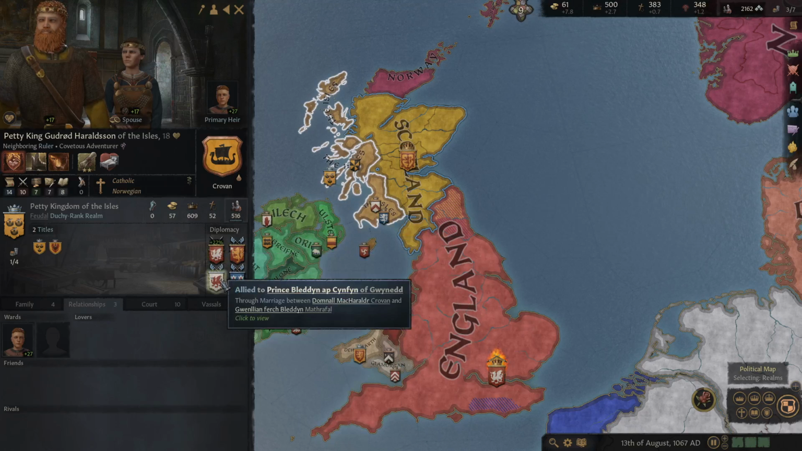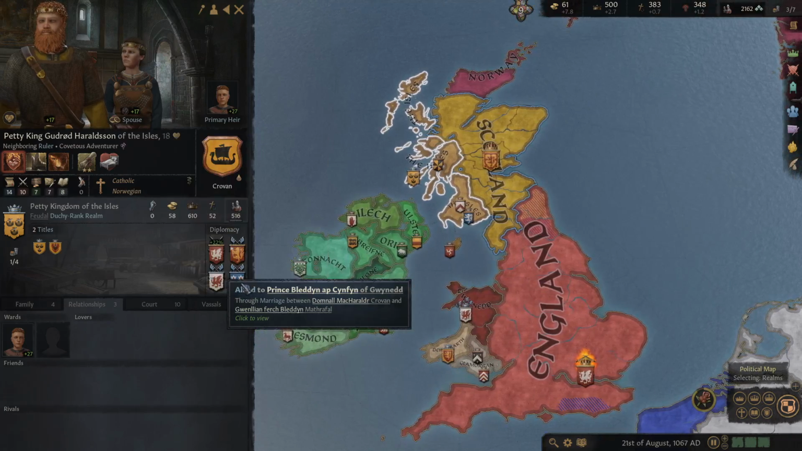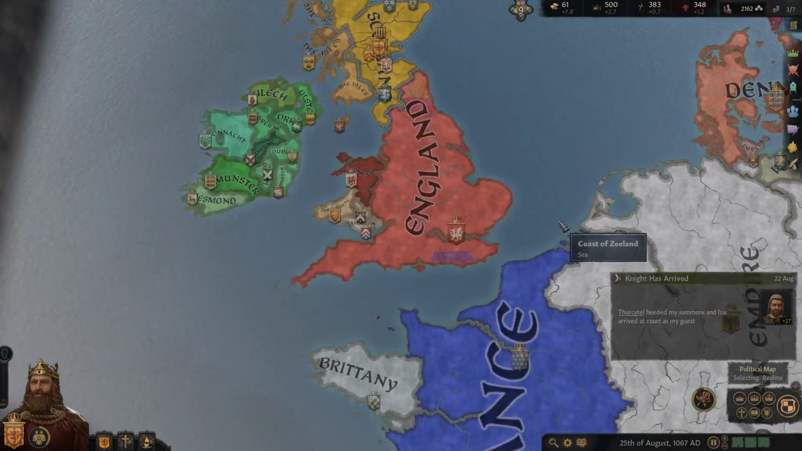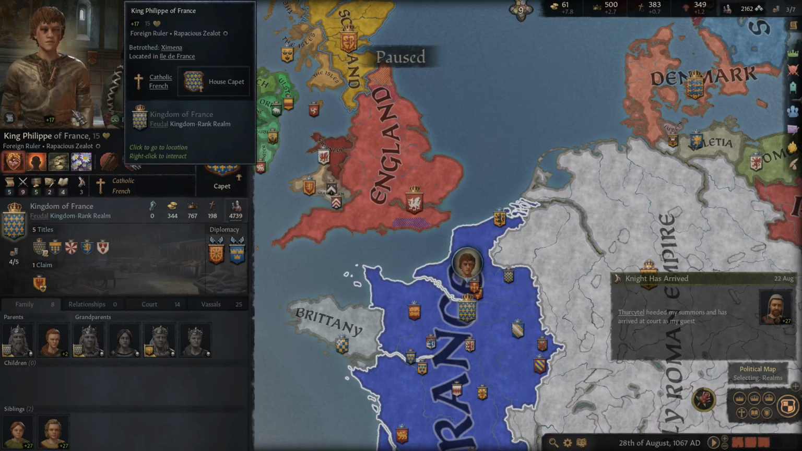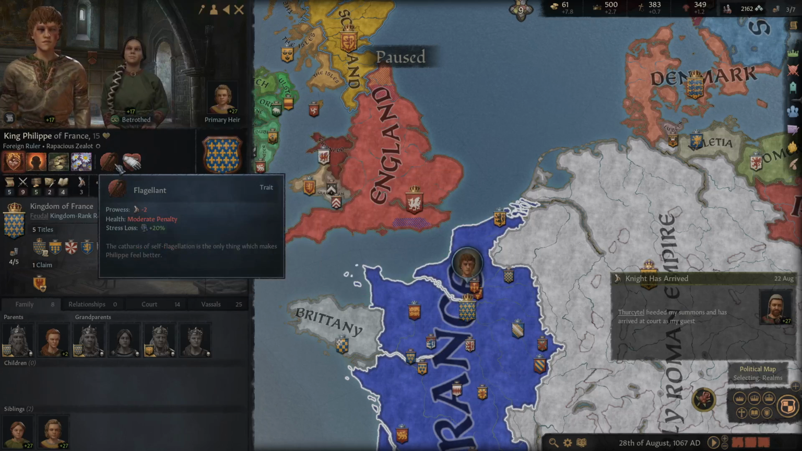Oh, geez, did he create more alliances? Yep, he's allied to Gwynedd and to somebody in the House Murray. So I need to get an alliance going somehow. We've got the 15-year-old King of France. Boy, what is his problem?